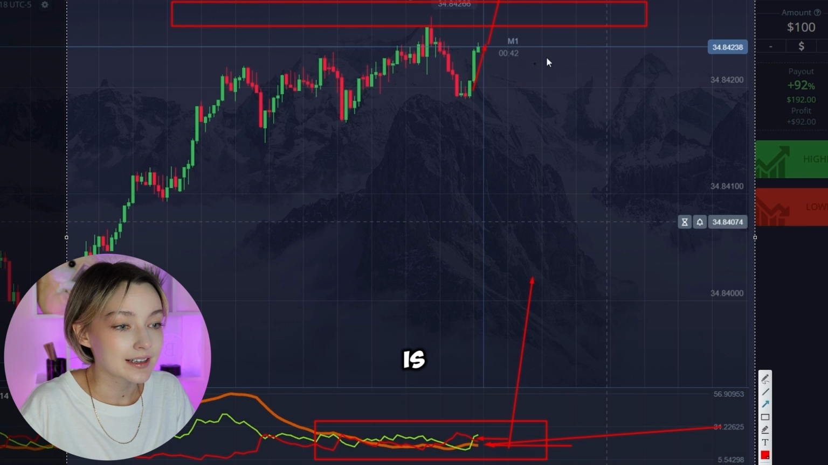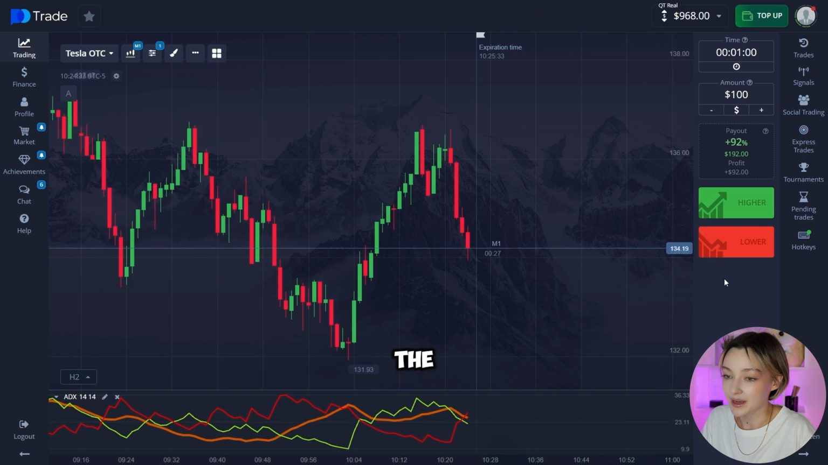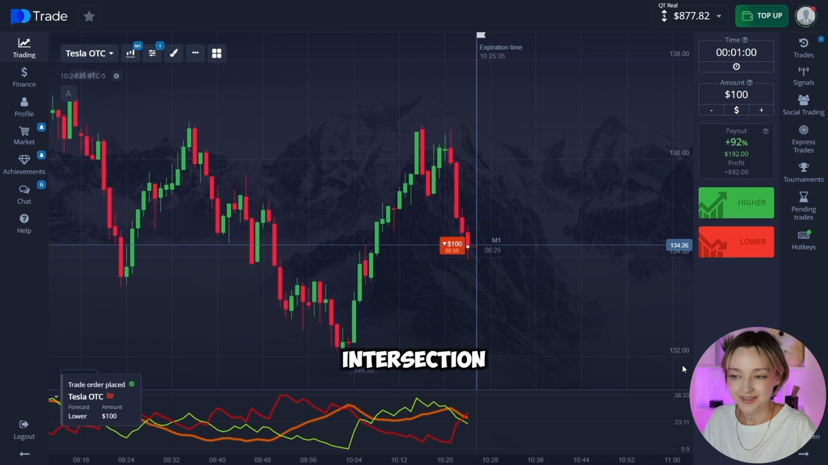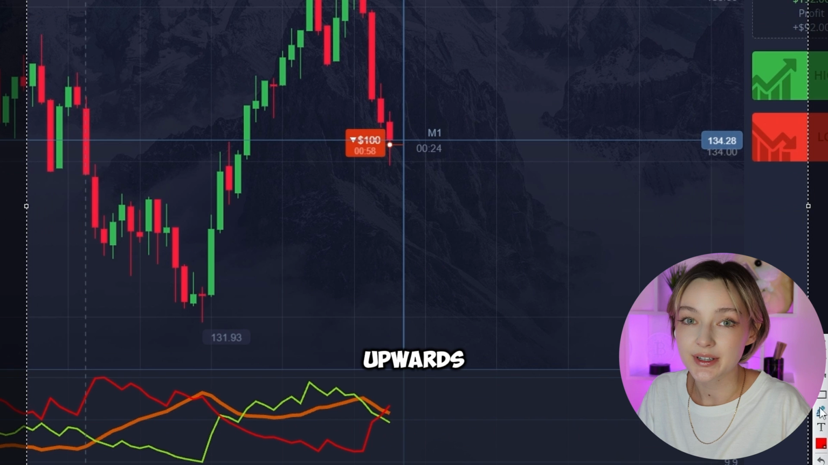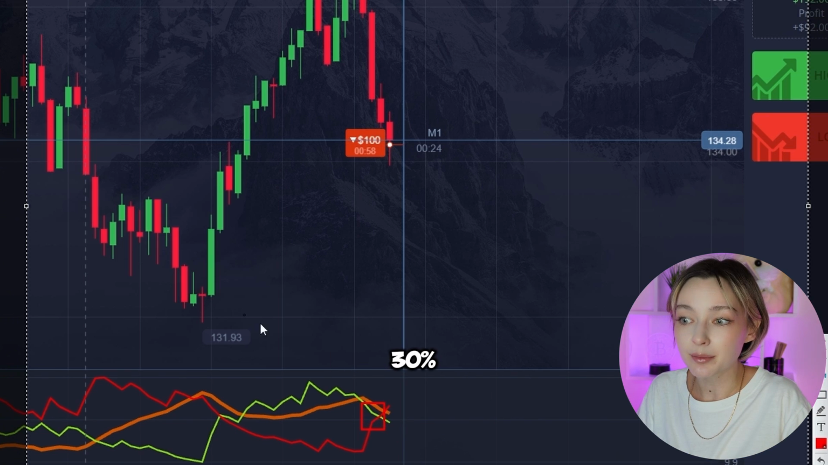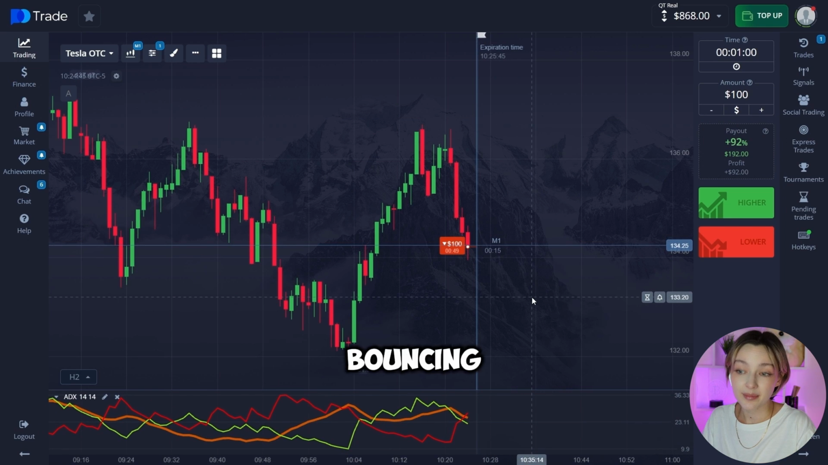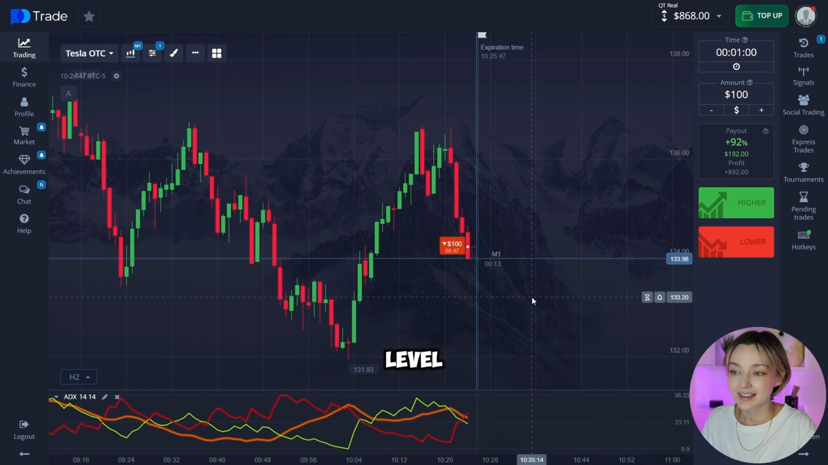And this is a nice example. Look, I'm entering downwards. We can see an intersection. The green line crosses the red one upwards. Moreover, volatility is decreasing. It's heading towards 30% or even below. Plus, the price is now bouncing off of the support level. I think you can see it yourself.